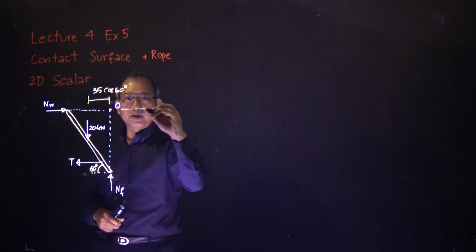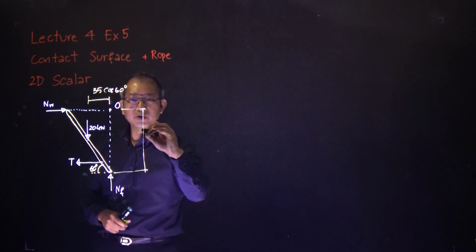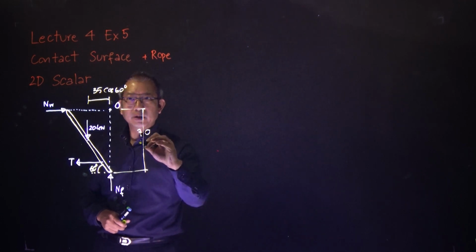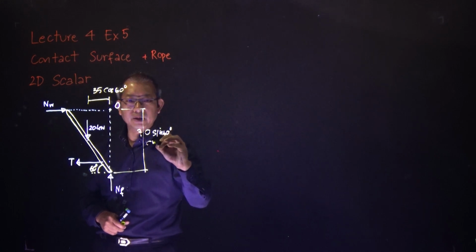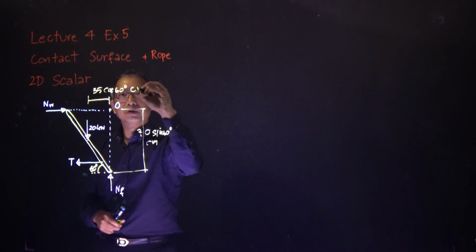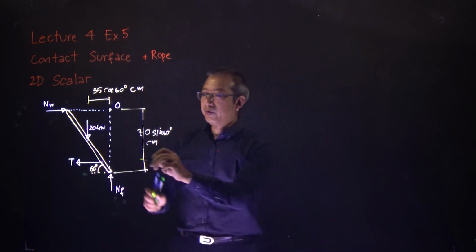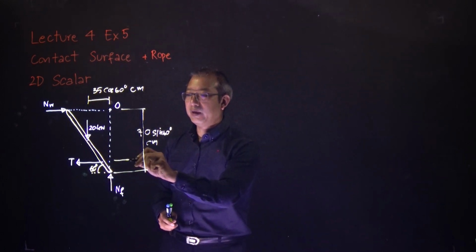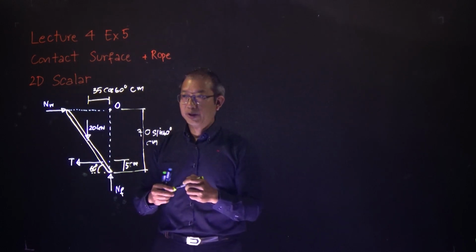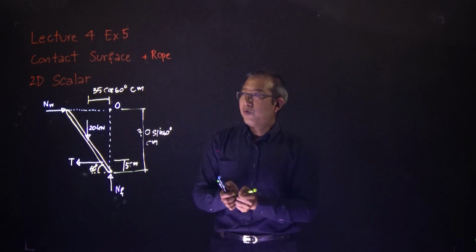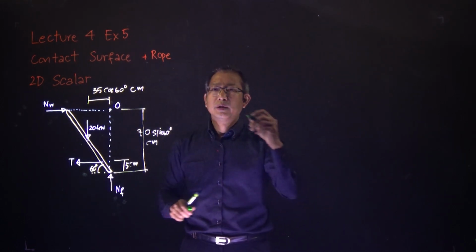And that distance there is of course 70 sine 60 degrees, that is in centimeters, and that is also in centimeters, right? So next, this one here is 5 centimeters, as the question already indicates. Therefore, when we take moment over here, we have all the distances, so let's do it.